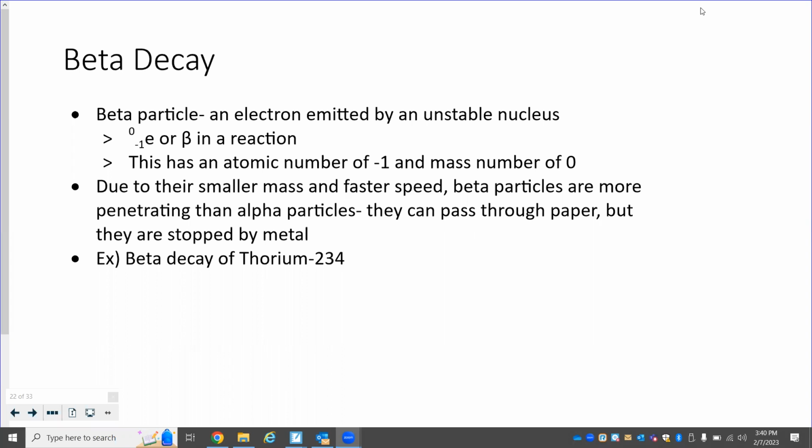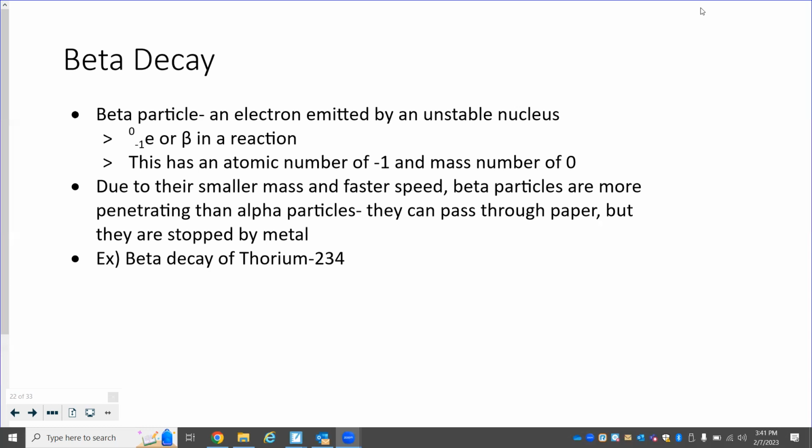Beta particles you're going to see in the AZX form. Since it's an electron, it has no mass, so the top number is 0. It has a charge of -1, so the atomic number we assign is -1. Electrons are written with a lowercase e. This is also written by a lowercase beta, which looks like a B with a tail at the bottom. So with beta particles, the atomic number is -1 and the mass number is 0. So mass stays the same, but the atomic number will change.